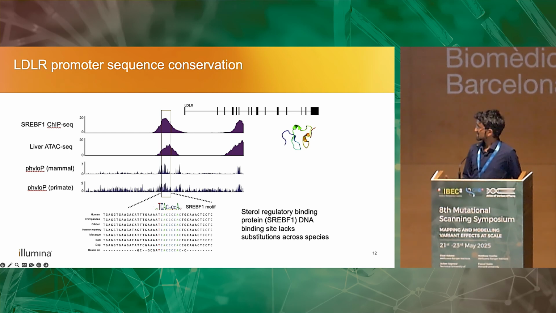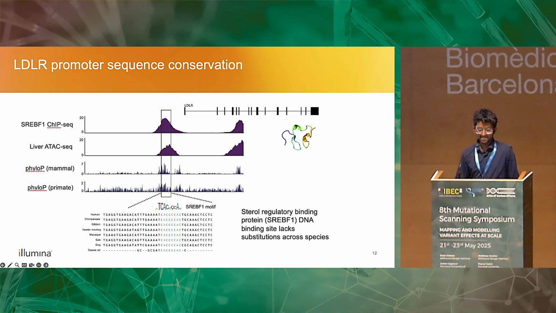But there are still enough examples that we can systematically tease these out. So I'm just showing one example from what we've been looking at. This is the LDLR promoter sequence. LDL receptor is a super important gene, super implicated in the cholesterol pathway, and very important altogether. If you zoom into the promoter sequence, you'll see this TCACCCCA k-mer that corresponds to a sterol regulatory binding protein DNA binding site.